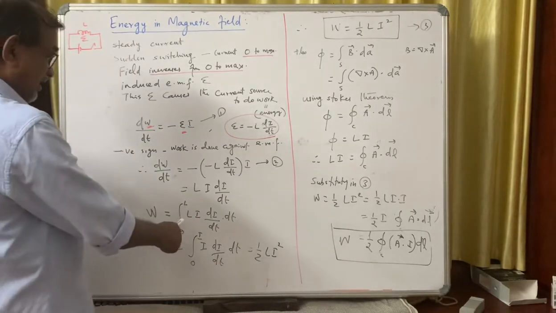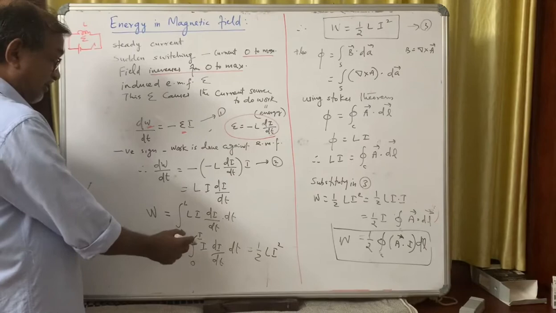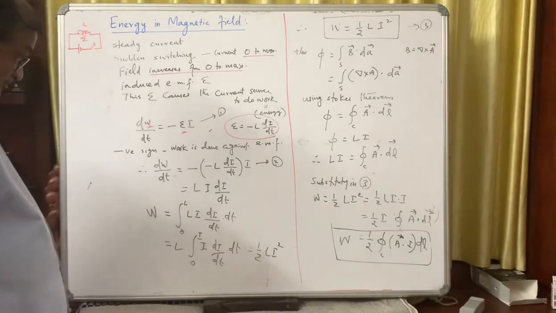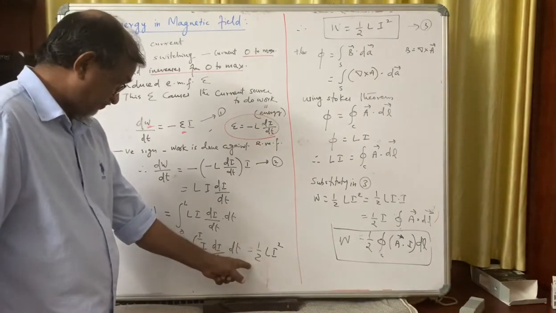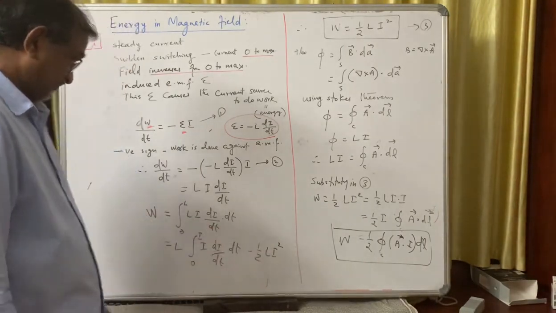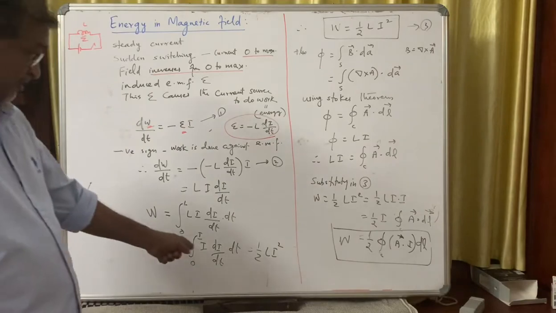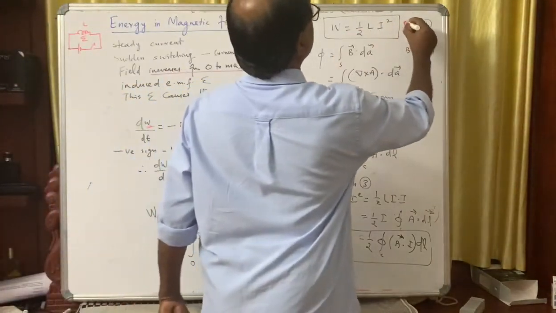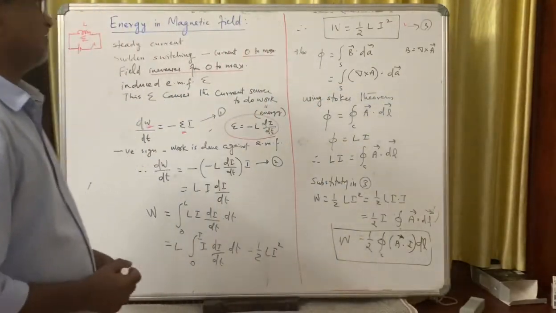Then bring the L outside the integral sign. So L, integral from 0 to I, I di. Integrating, we are getting half L I square. So W is equal to half L I square, which is the energy.